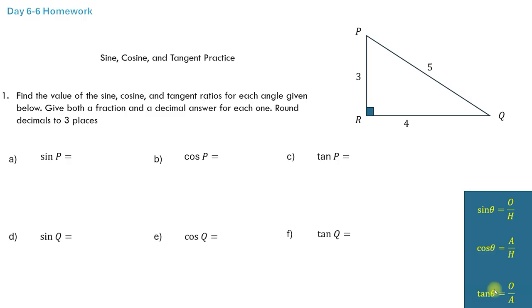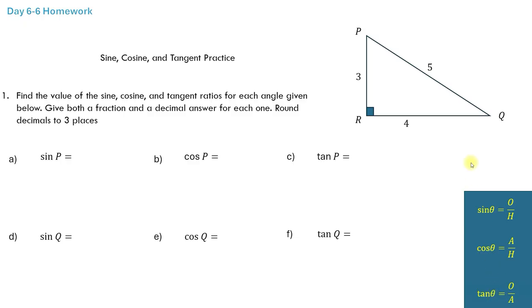Here are our homework solutions for day 6.6. Question 1 says find the values of the sine, cosine, and tangent ratios for each angle given below. Give both a fraction and a decimal answer for each one. Round decimals to 3 places.